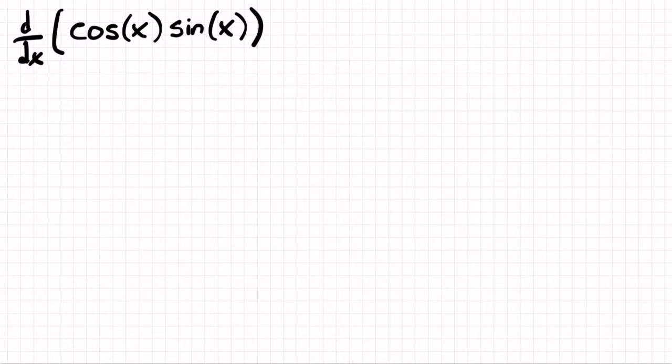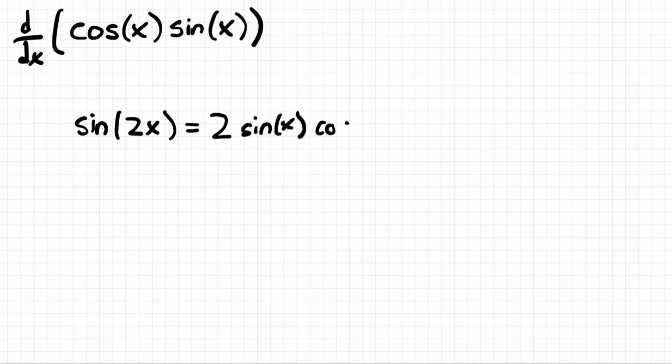But there's actually an easier thing that we can do. What we can do is we can remember our trig identities. So here's a trig identity that you might remember from trigonometry, or you might need to go look it up. Sine of 2x is equal to 2 sine of x cosine of x.